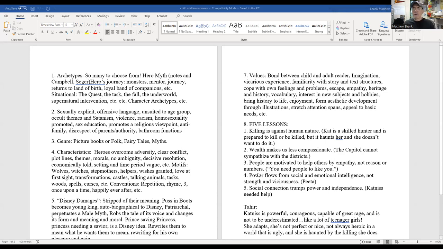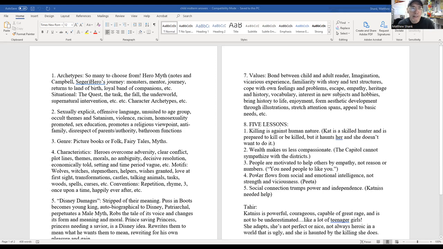And of course, we spent quite a bit of time on that. You did a quiz on this, and there's so many to choose from. And I just listed a few from the hero myth, from Campbell and Seeger, and then I gave you a list of qualities of the hero myth.